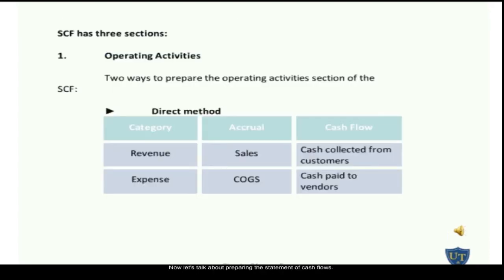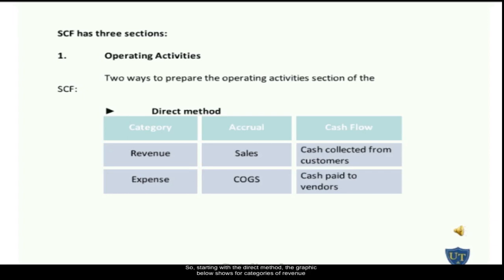Now let's talk about preparing the statement of cash flows. The starting point for the statement of cash flows is the operating activities section. Here we're going to convert net income to a cash flow. So we'll use changes in current assets, current liabilities, and non-cash items such as depreciation or gains or losses to make those conversions. There are two ways to prepare the operating activities section of the statement of cash flows. They are the direct and indirect method. Both approaches give the same cash flow from operations. They just derive that number using different approaches.